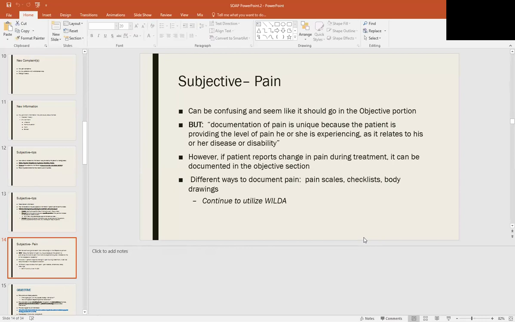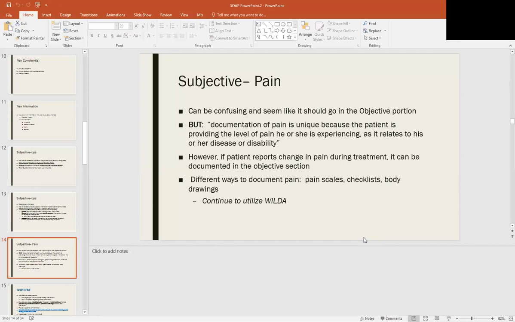Now, if their pain changes during treatment, that can be documented in the objective section of the note. So, for an example, subjective, the patient reports their right shoulder pain is now a 5 out of 10 following treatment last week. Then in the objective portion, treatment included interferential electrical stimulation, passive range of motion, and isometric strengthening. The patient reported their pain decreased to a 3 out of 10 following treatment, period. So that is an example of how their pain changed during treatment.